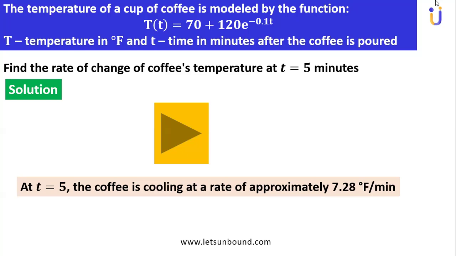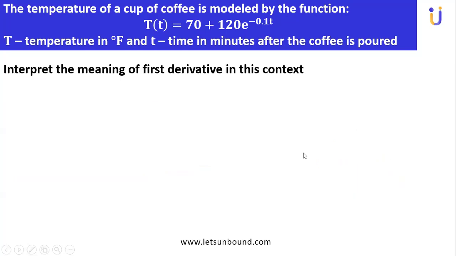In our Desmos, minus 7.277 something we got, and we are rounding it. So it's cooling down, right? That is why it has a negative. So it's cooling at a rate of 7.28 degrees Fahrenheit per minute. And the unit is also very important, right? Interpret the meaning of the first derivative.